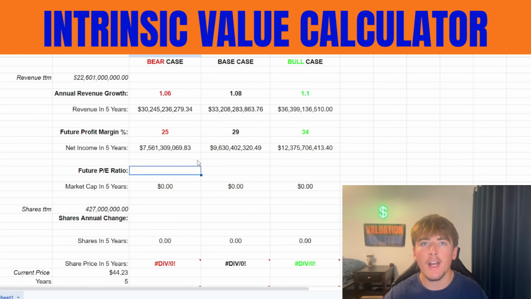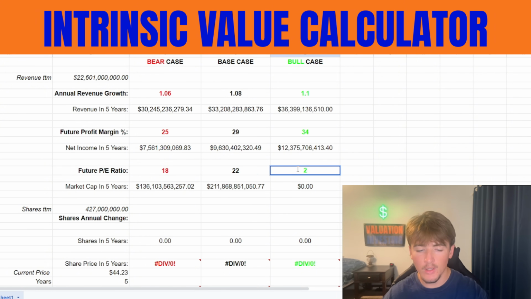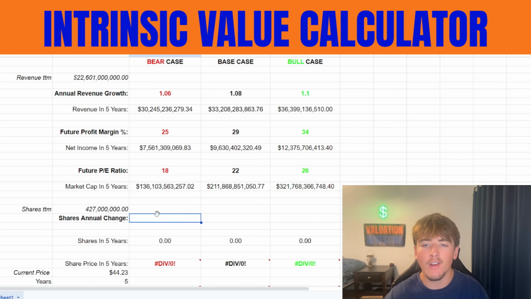So going over to my intrinsic value calculator, with a future PE ratio for the bear case, say they grow at 6%, I think a fair bear case for Adobe is an 18 PE ratio, and then for a base case, I think a 22, and then a bull case, a 26 PE ratio for Adobe, because the market trades at about a 25 to 30 PE ratio, and the big tech cap stocks are growing at about 10 to 12% revenue growth rate or even higher. So that's why for the bull case, I'm putting a 26 PE ratio.